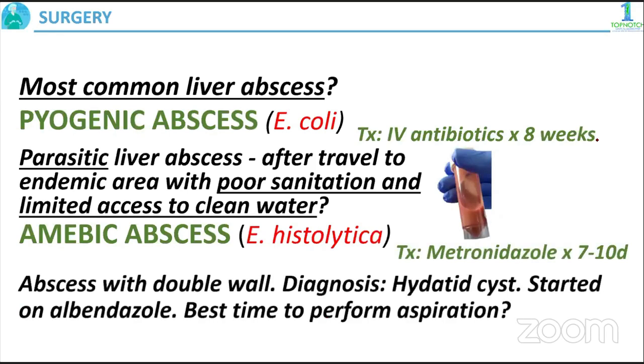Okay. Next, you see an abscess with double wall on CT. You think it's a hydatid cyst. Okay.